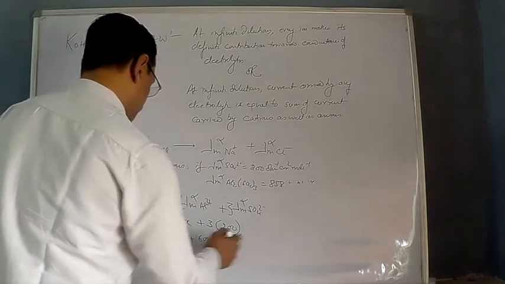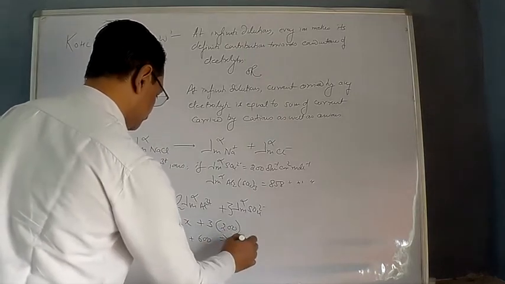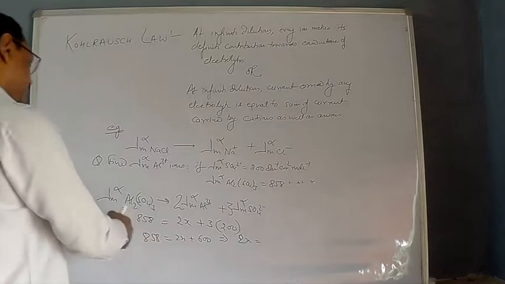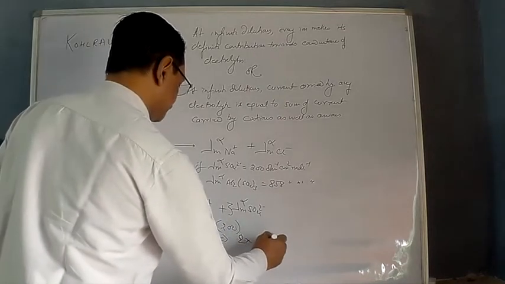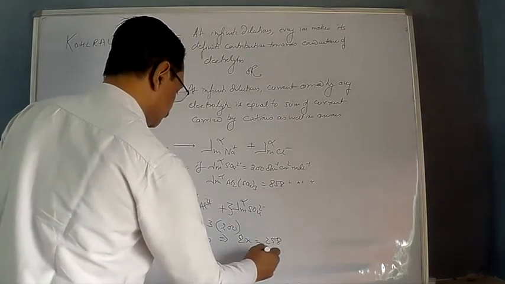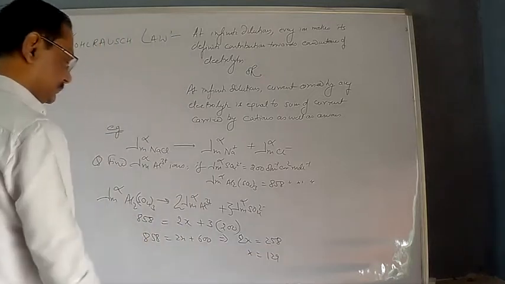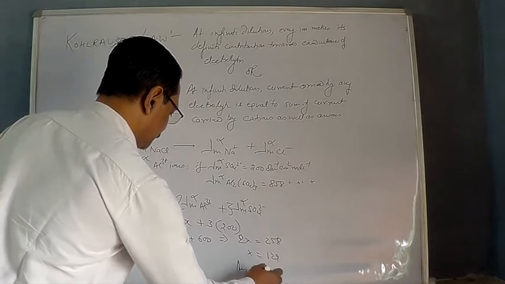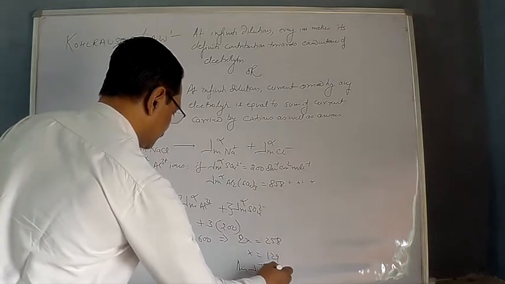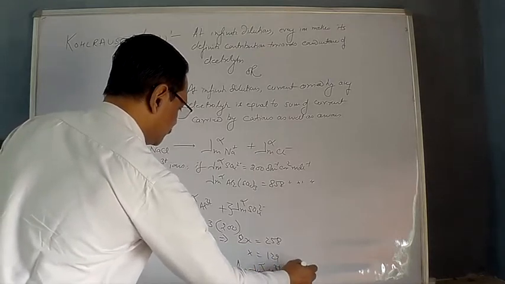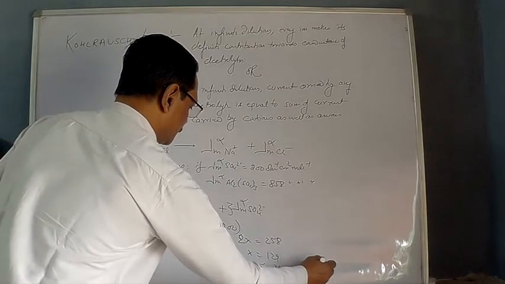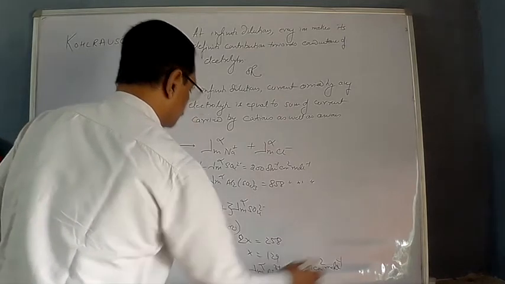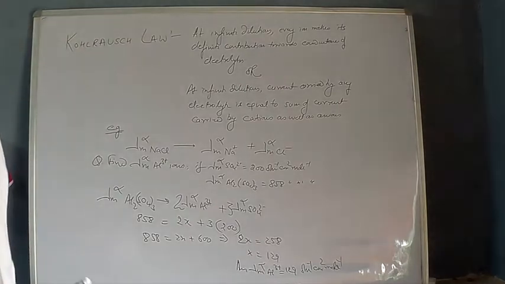So 2x equals 258. So x will be equal to 129. So we can write the answer: lambda m infinity of aluminum 3 plus ions equals 129 ohm inverse cm square mole inverse. So class, in this way we will be solving numericals of Kohlrausch law.